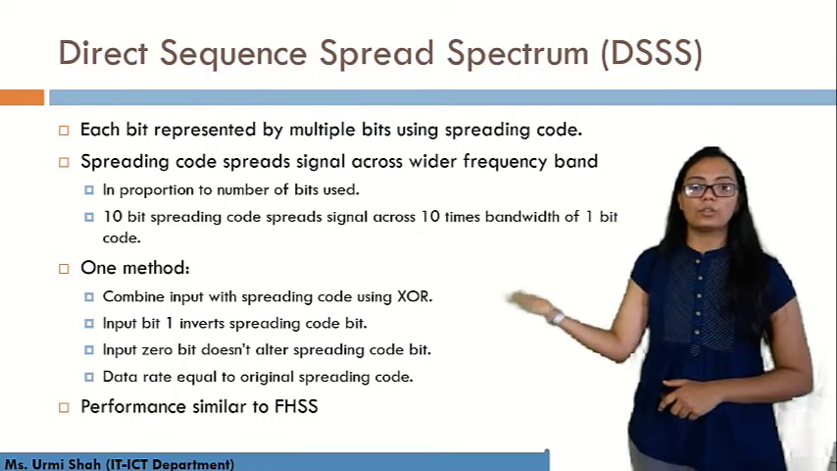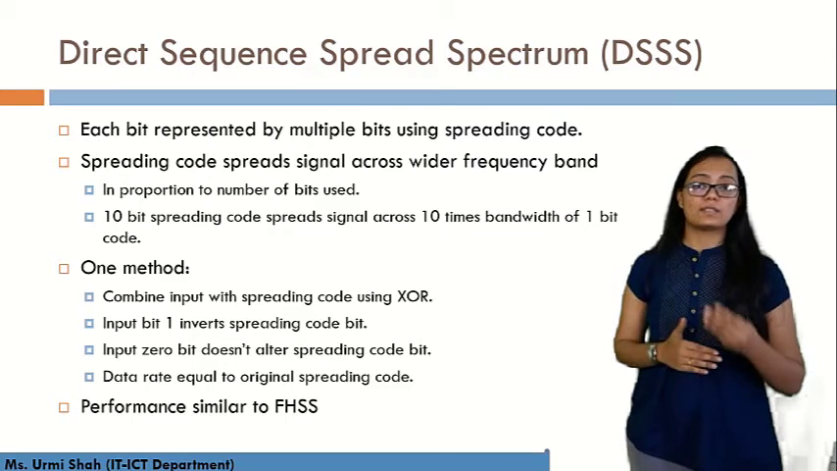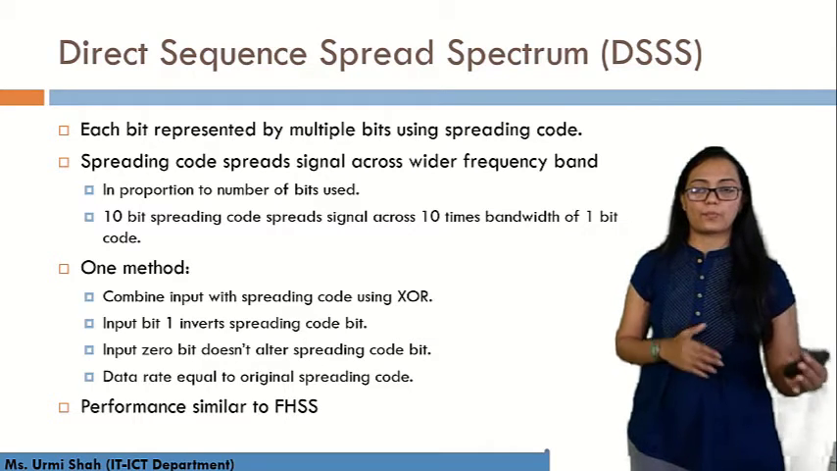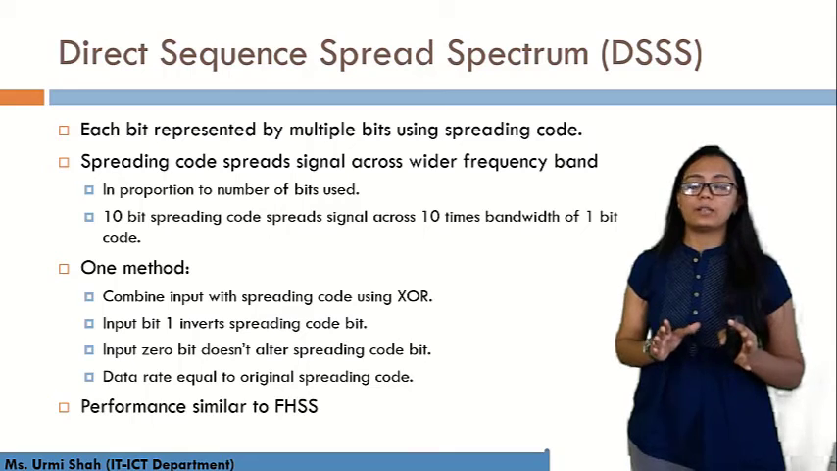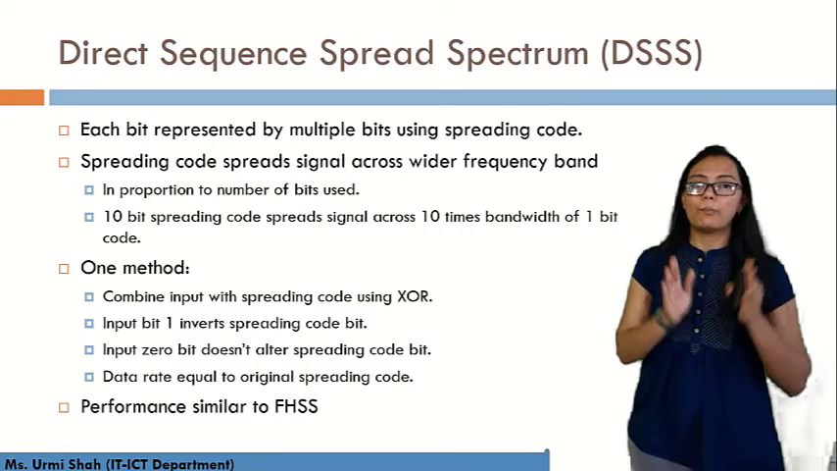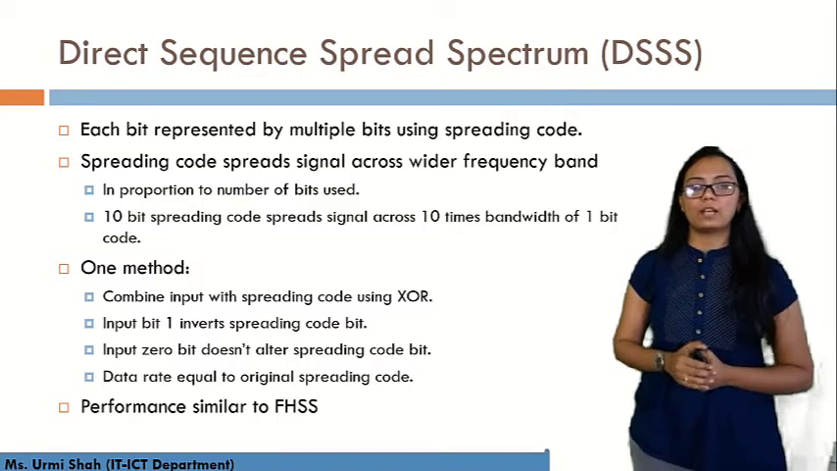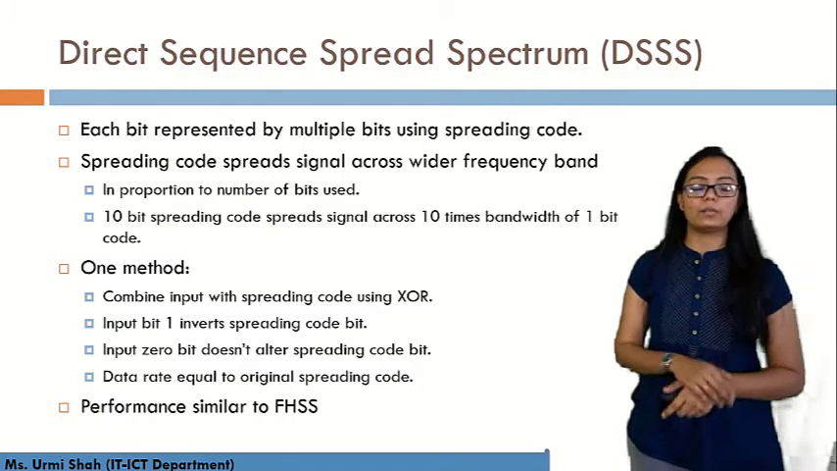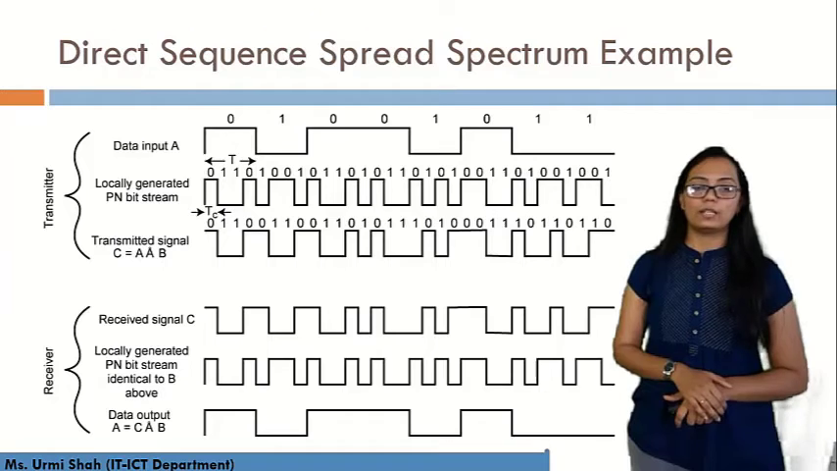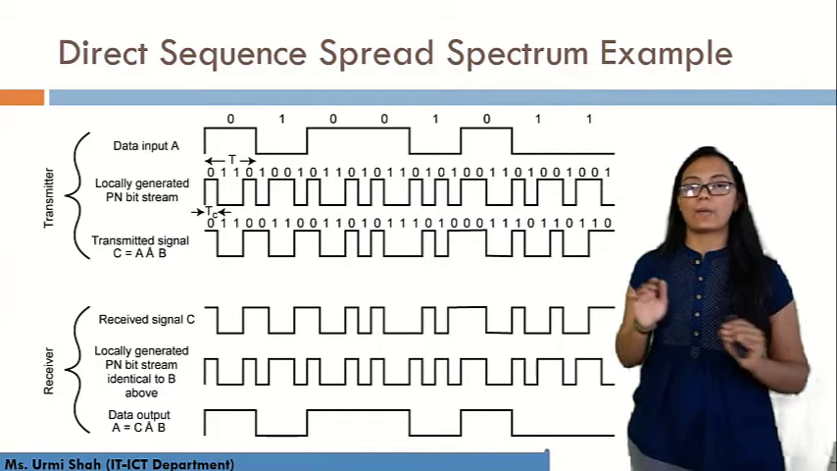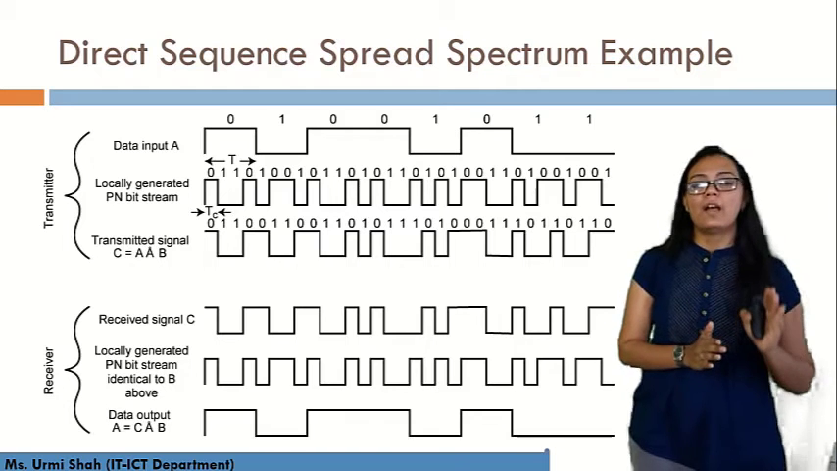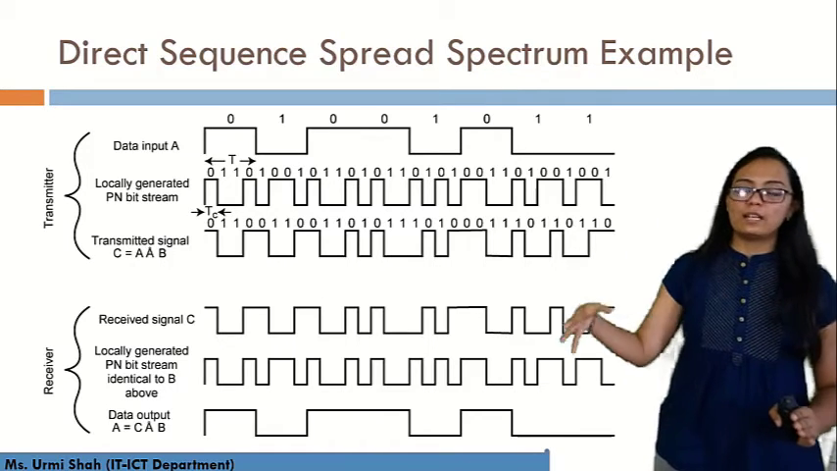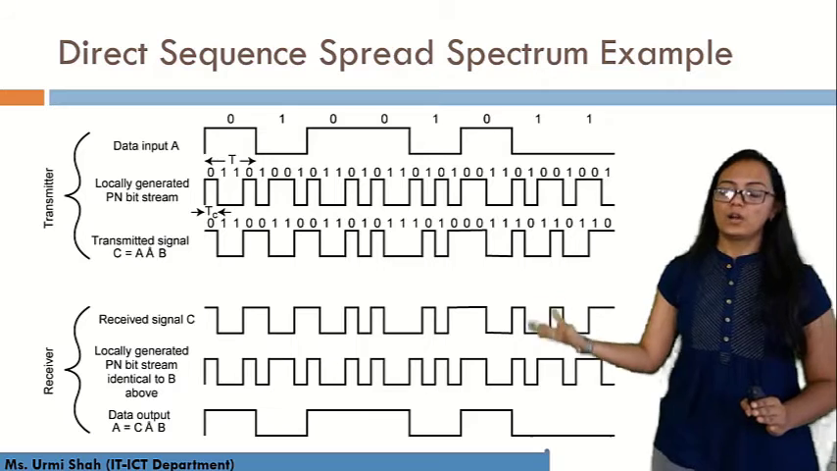So this is all about DSSS. What is direct sequence spread spectrum? Here every bit will be represented by multiple bits. If I have a bit 1, then it will be represented by multiple bits using a spreading code. So this is known as direct sequence spread spectrum. Directly I am spreading by a sequence in the form of multiple codes.